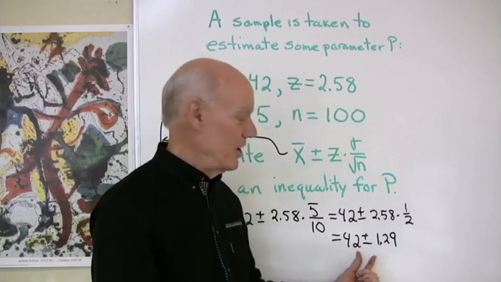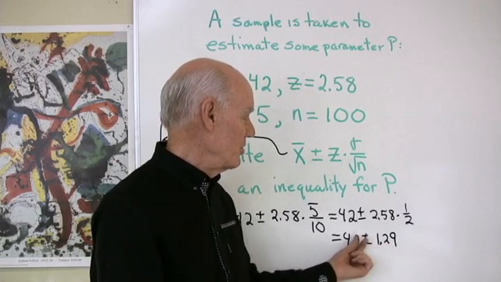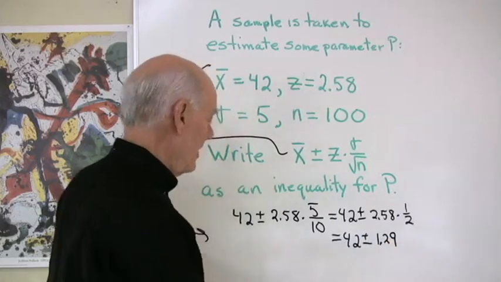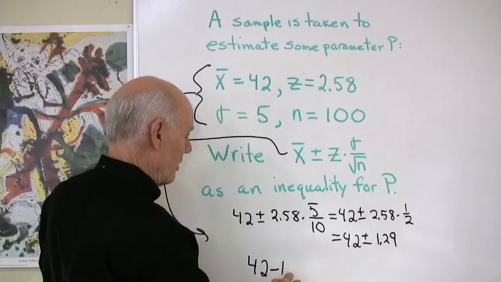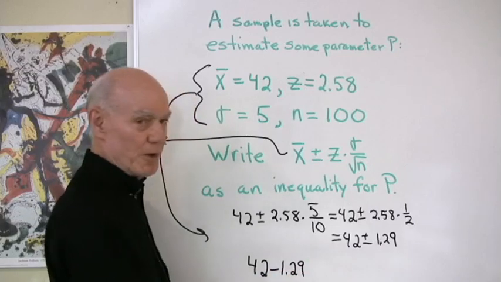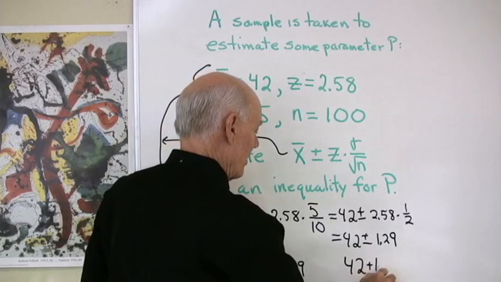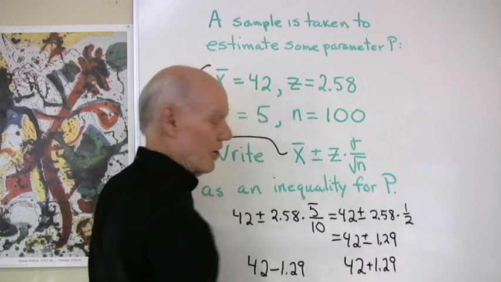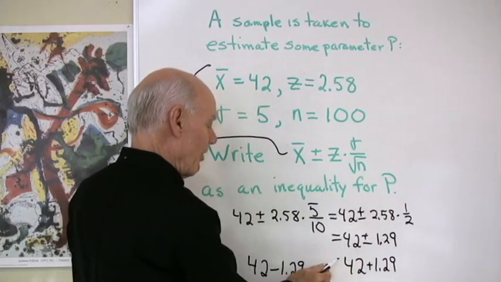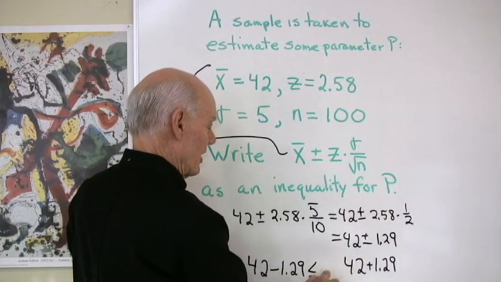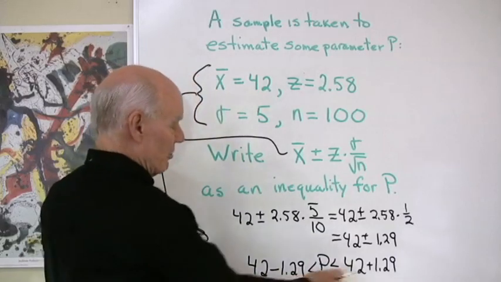That's two numbers. One is 42 minus 1.29, and the other number is 42 plus 1.29. So that tells me that I have 42 minus 1.29 as the smaller number, and 42 plus 1.29 as the larger number, and my parameter p that I'm looking for will fall within this range. So less than or equal to p, less than or equal to that. So I'll let you do the rest of the arithmetic.